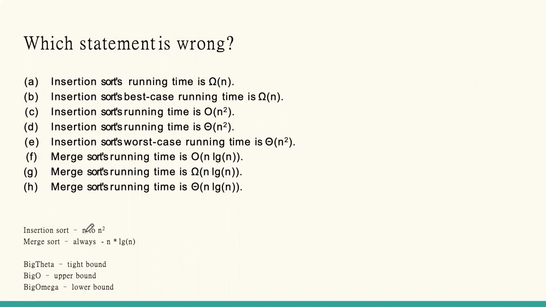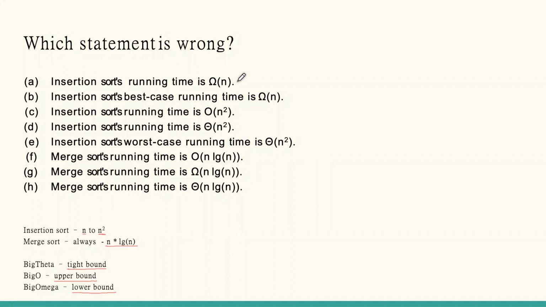So remember, the insertion sort algorithm can range from a running time of n to n squared. Merge sort always takes a running time of n log n. And big theta gives us the tight bound, big O gives us the upper bound, and big omega gives us the lower bound. So let's look at the first statement.